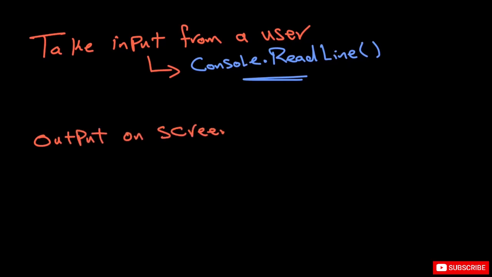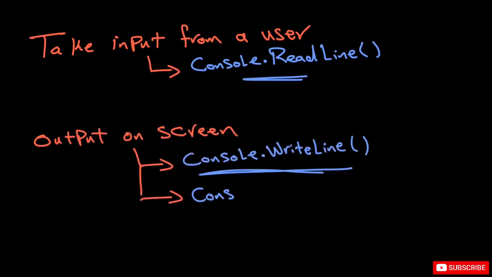And after taking inputs from a user, if you want to output the result on the screen, you can use the writeLine method or the write method from the console class. Let's talk about the difference between the writeLine method and the write method. First, the writeLine method prints the output on the screen on a new line each time. But the write method from the console class prints the output on the same line each time.